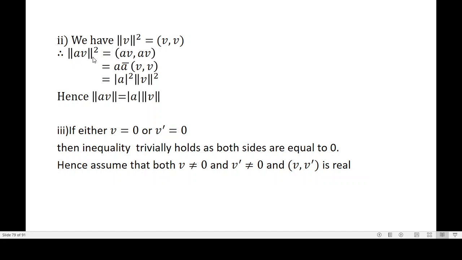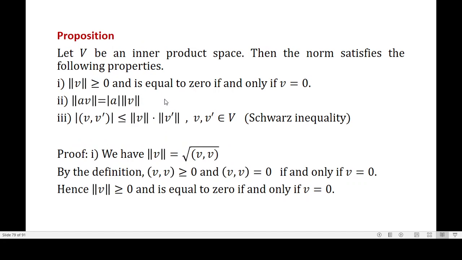Therefore, norm of a into v squared is equal to mod a squared into norm v squared, which implies norm of a into v is equal to mod a into norm v. So that proves the second condition. Now let us prove the third condition. This is known as the Schwarz inequality.